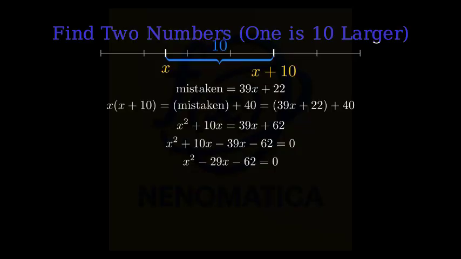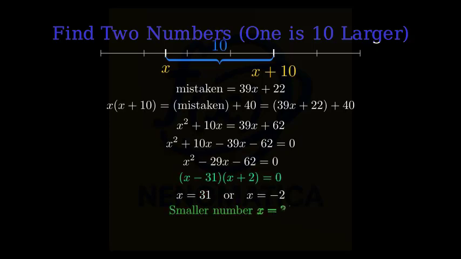We keep the natural number x equals 31. The larger number is x plus 10, which is 41. Let's verify the 40 difference claim. The true product is 31 times 41 equals 1,271. The mistaken amount was 39x plus 22, which is 39 times 31 plus 22 equals 1,231. The difference is exactly 40, as stated.